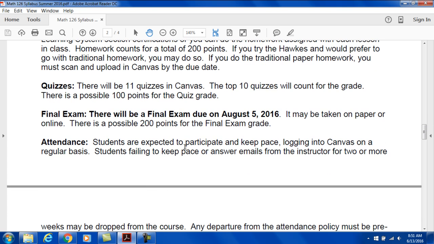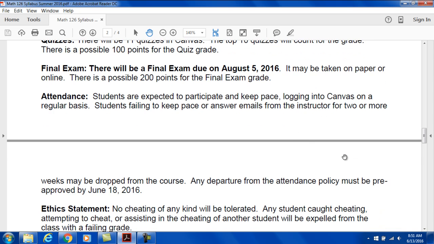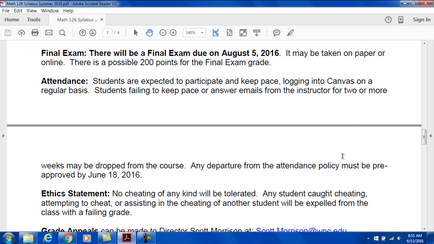Attendance. Students are expected to keep pace and log into Canvas on a regular basis. Students failing to keep pace or answer emails from the instructor for 2 or more weeks may be dropped from the course. Any departure from the attendance policy must be pre-approved by June 18th, 2016.